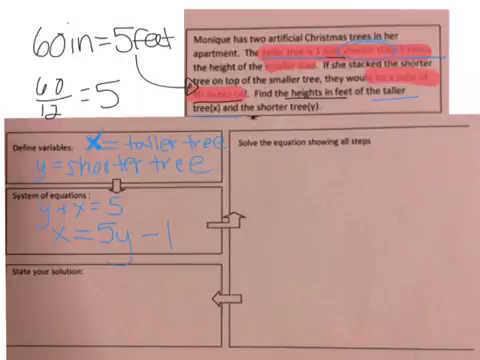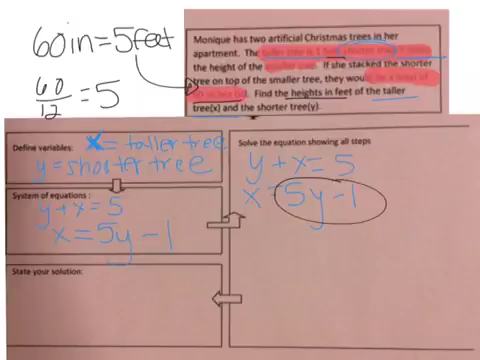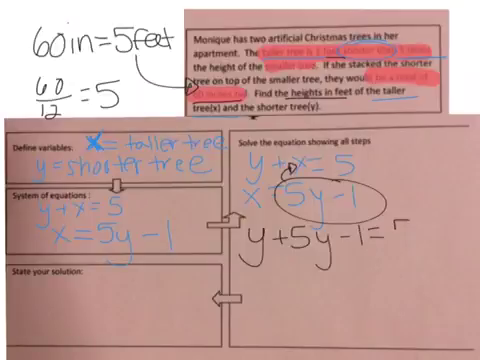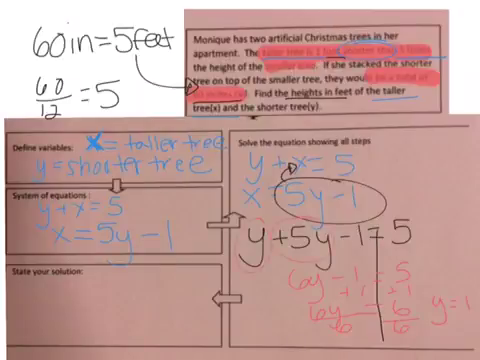Now that I have my equations, I can solve. Y plus x equals 5, x equals 5y minus 1. I'm going to take 5y minus 1 and plug it in where I see x, just like we learned in the other videos. Y plus 5y minus 1 equals 5. Go ahead and solve that now. Pause the video and resume once you have solved.